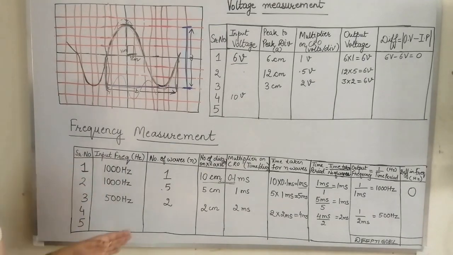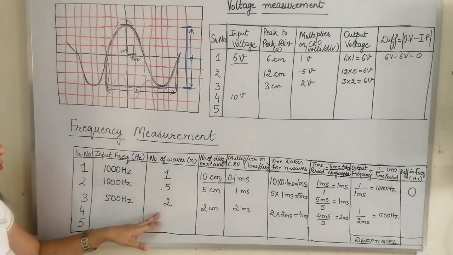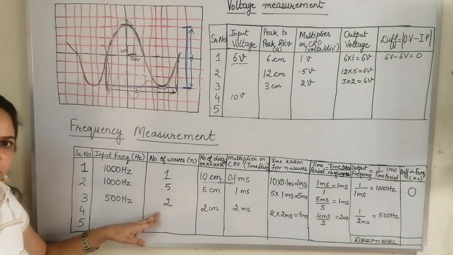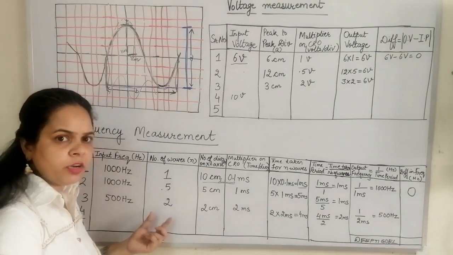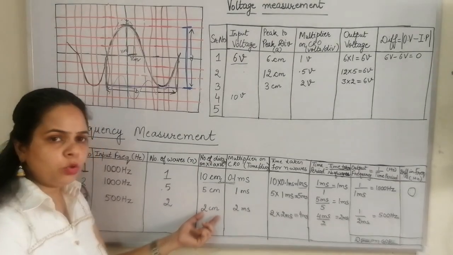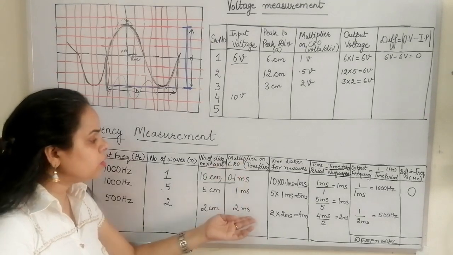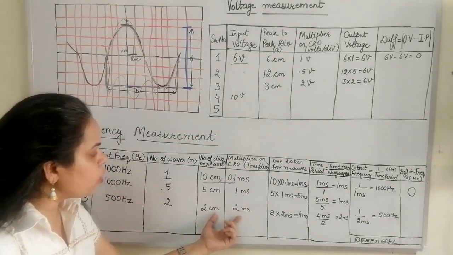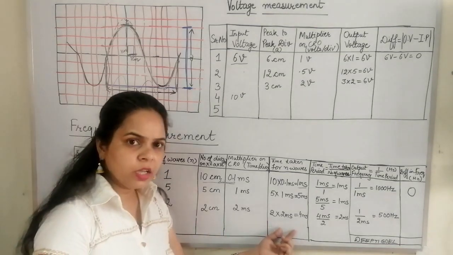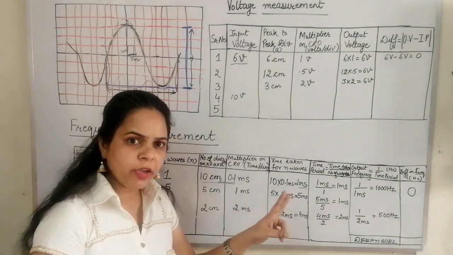Similarly, if we now feed a lower frequency from a function generator, that is 500 hertz, we see that we now have 2 complete waves on the CRO. We take the distance covered in the CRO for 2 complete waves, let it be 2 centimeters. The multiplier on the CRO is found to be 2 milliseconds. Multiplying these two quantities, you get 4 milliseconds. This is the time taken for 2 waves.